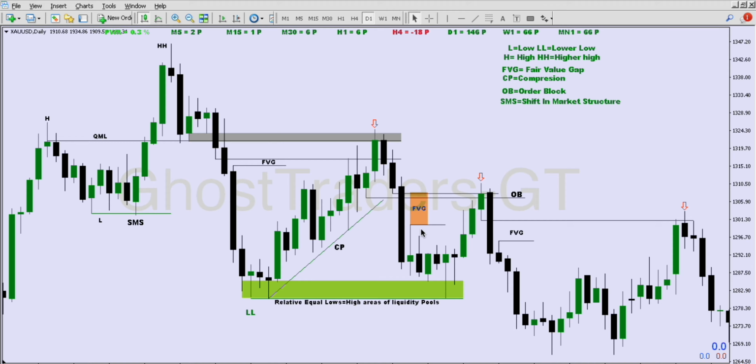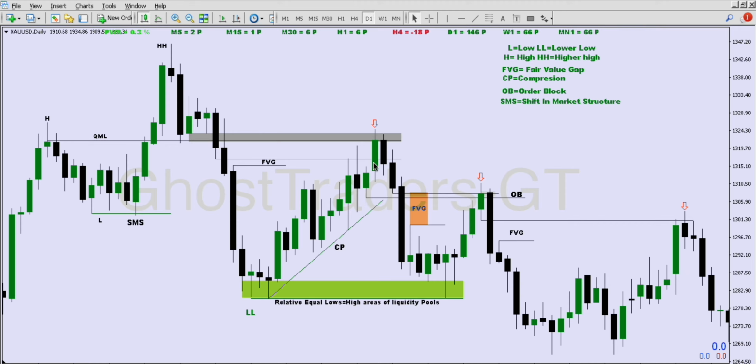Okay, so you can see here we also have the same thing. We have a fair value gap here, and then we have an order block at this level here. I didn't pick this candle here, I chose this candle as our order block. So let me just explain.